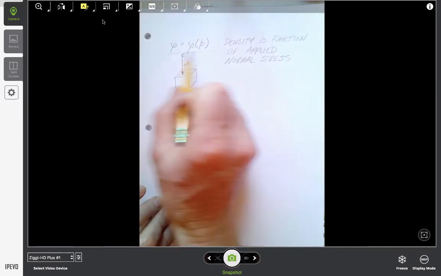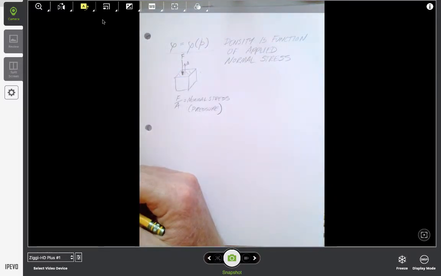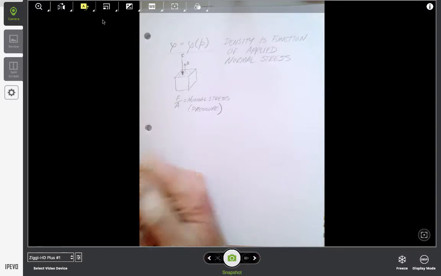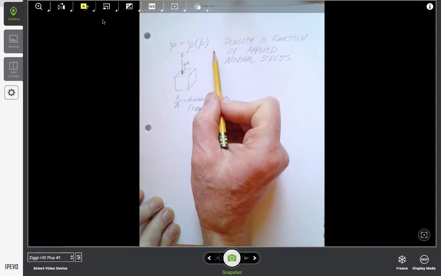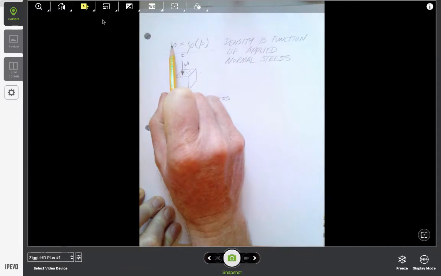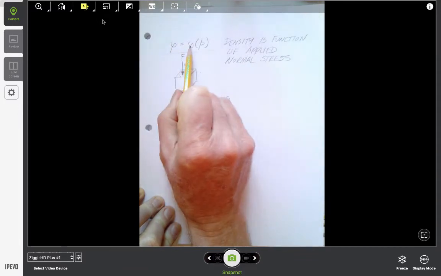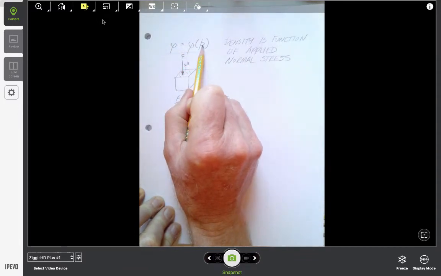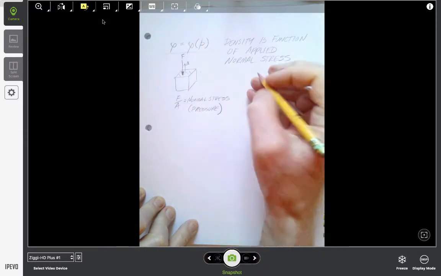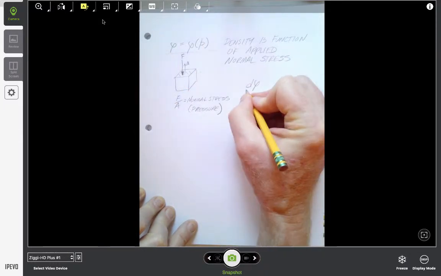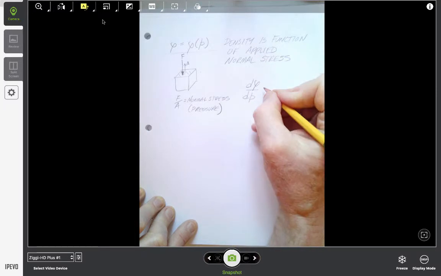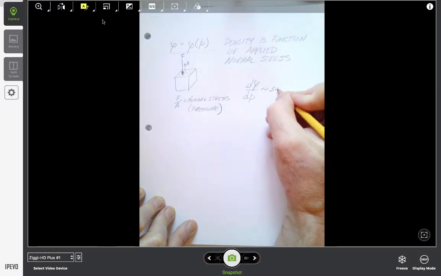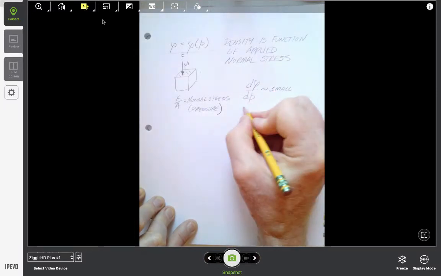This relationship is true for all fluids. Everything is compressible, but if rho of P is nearly a constant, so the change in rho with the change in pressure is small, that's called incompressible.